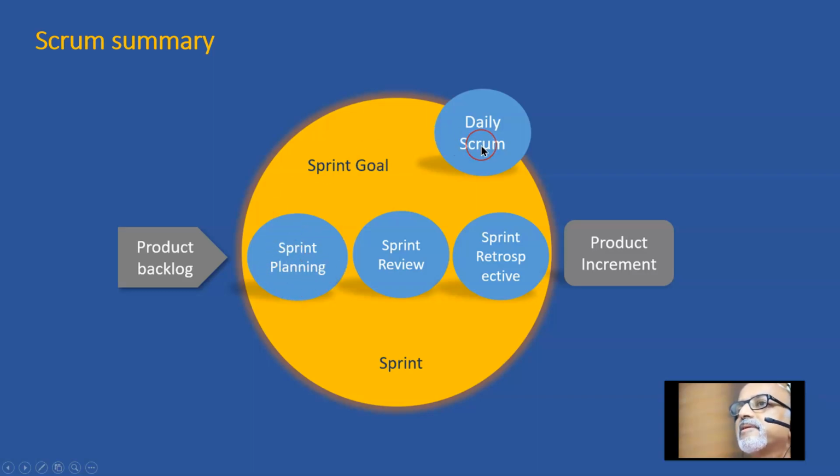And every day there is a daily stand-up meeting where the team members discuss three things: what did I do yesterday, what am I doing today, and what are the challenges I'm facing. This meeting cannot be more than 15 minutes. And then at the end of the sprint there is a sprint review, which runs for 4 hours for a 30-day sprint. Then we get into a sprint retrospective as well.